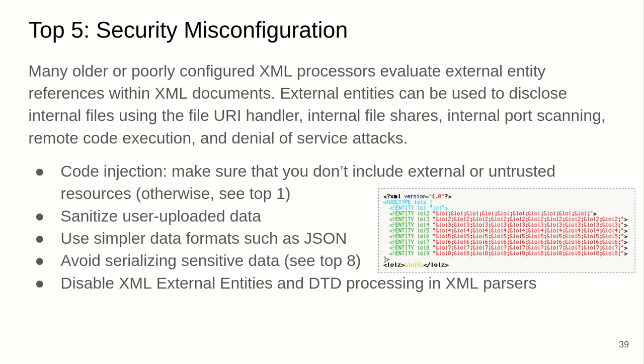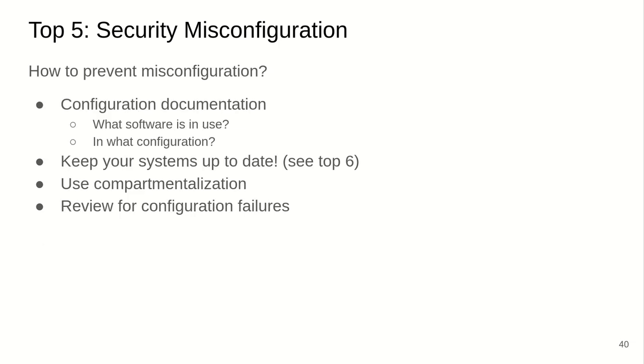So there's the billion laughs attack, and if you actually try to concatenate all the different entities together, you see what the potential issues are. And I encourage you to actually count the number of lols that are added to this example. So how do you prevent misconfiguration? Well, you have to document the configurations you use: what software it is, what version, in what configuration, what the settings are, and why you chose different settings. You need to keep the systems up to date.